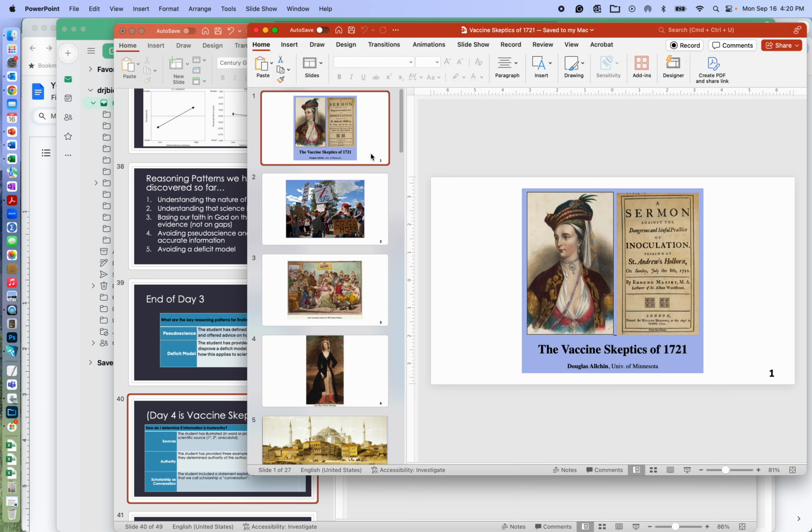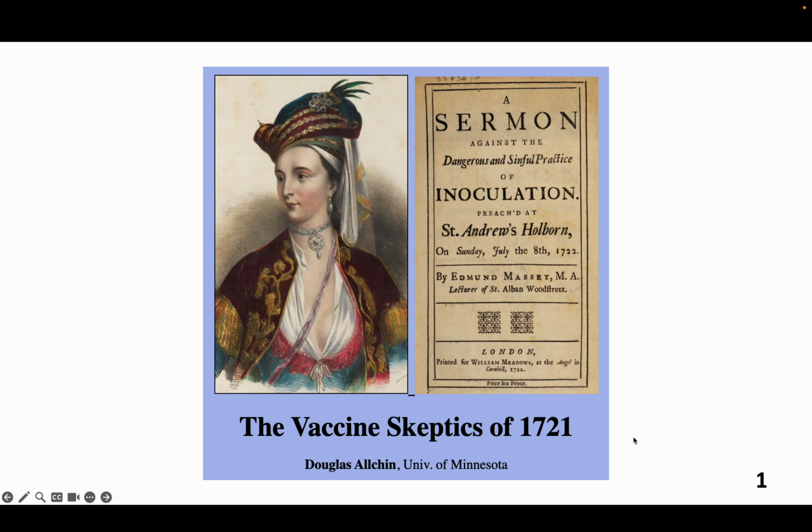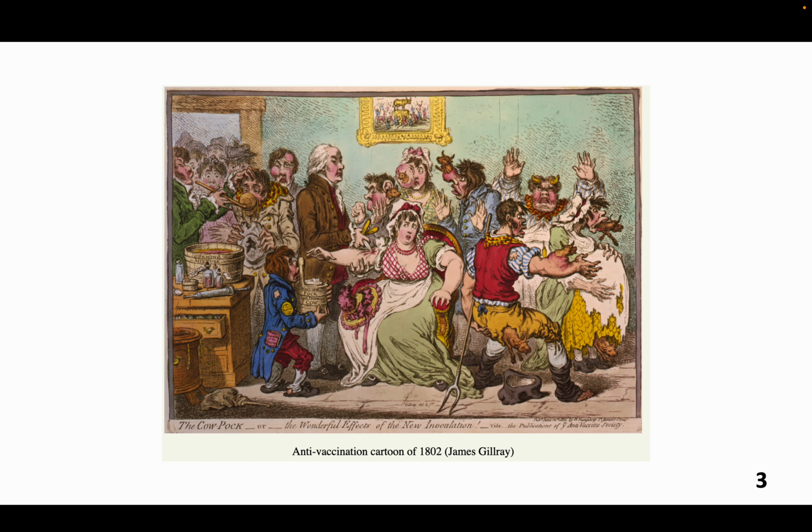Okay, so the general idea is that science is a conversation, right? It changes over time, and despite our best efforts of it being totally sterile, it is influenced by who's doing the science, where we're doing the science, when we're doing the science, and it tends to change over time as we get more information and more data. It's an ongoing conversation. So this is a story of the vaccine skeptics of 1721.